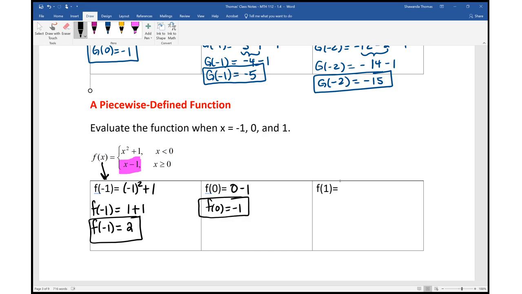What about f of 1? Which piece, which inequality is satisfied for x equals 1? You decide. If you said the second piece, you are correct because 1 is greater than 0. Therefore, we have 1 minus 1, which equals 0.